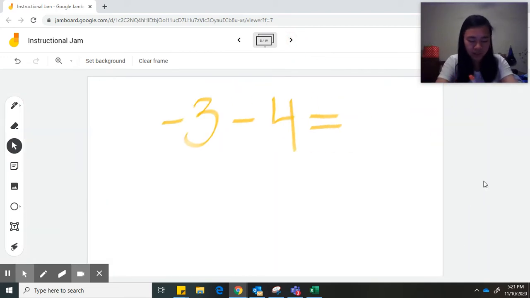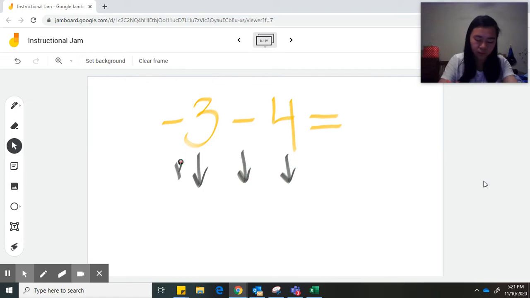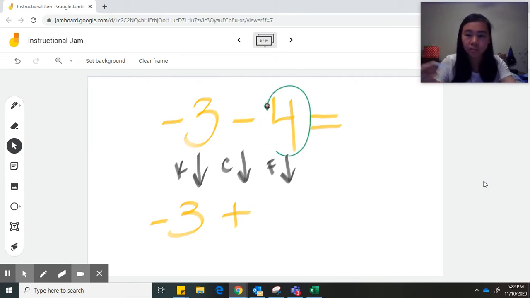This is subtraction, I see. So you're going to keep, change, and flip. Let me write this in. Keep, change, flip. What does that mean? That means I'm going to just keep this negative 3, and I'm going to change this subtraction to an addition problem, and then I'm going to flip this number. Right now, this is a positive 4. I'm going to flip it to a negative 4.